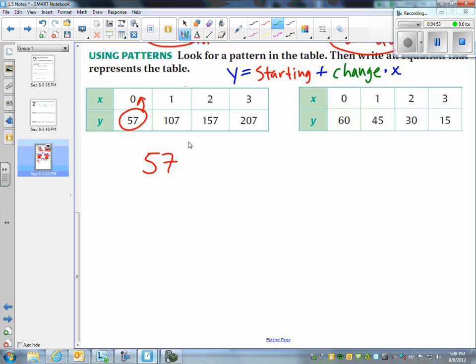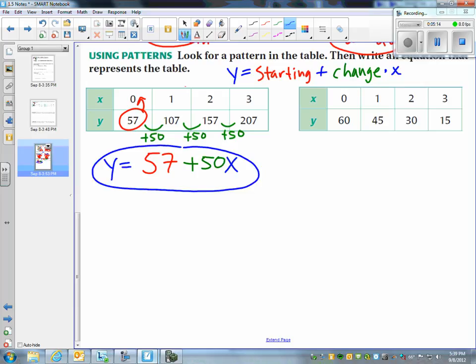Now our change is how much we change in between each one. So what are we doing each time? We're adding 50, adding 50, adding 50. So our change is adding 50. And then we just fill in the x and the y equals. So this is our answer. Y equals our starting value plus our change times x. Those are your 4 different parts to that.